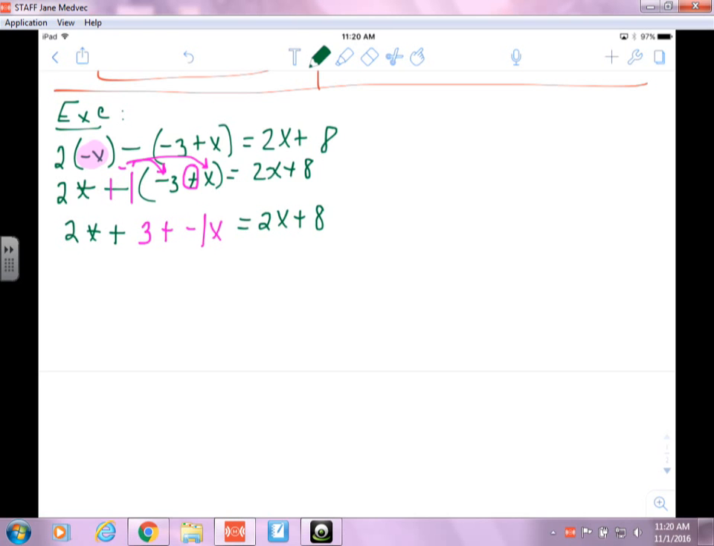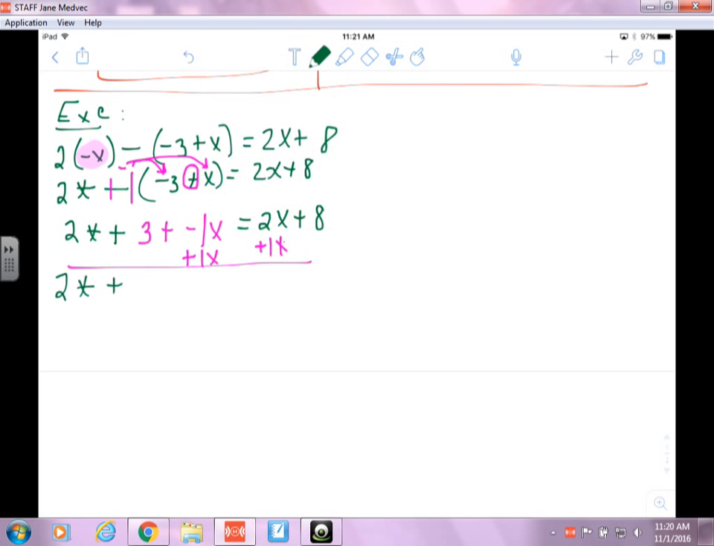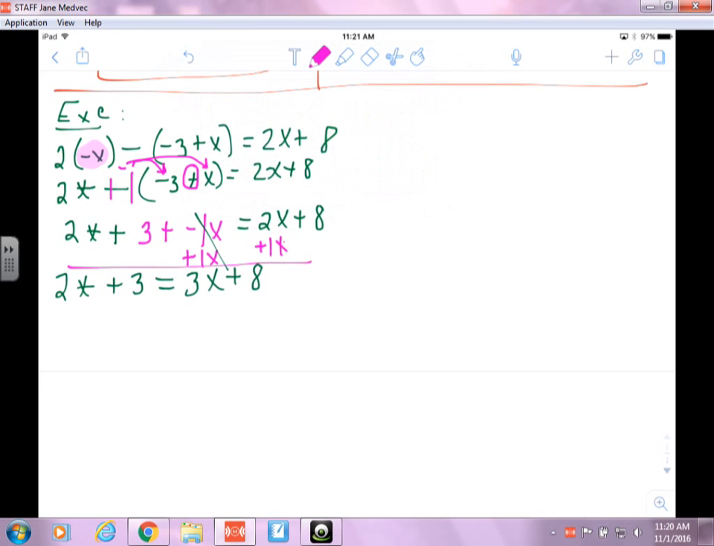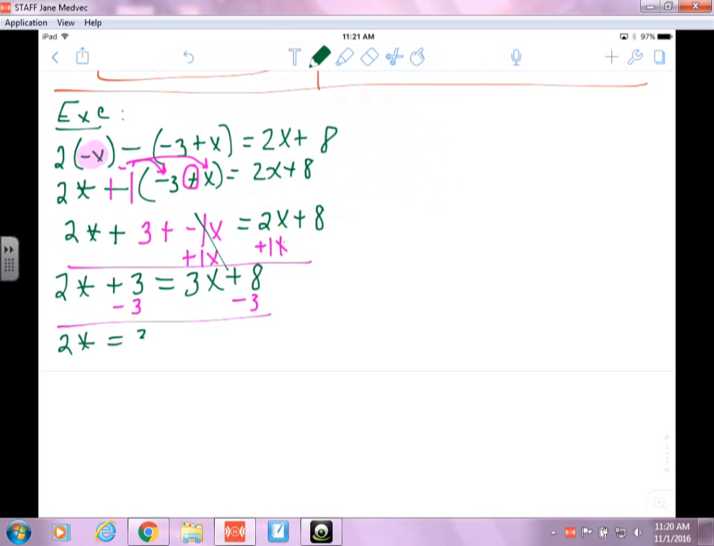Okay, now, what do you want to do here? I'm sorry? Add an x? Okay. Absolutely, you can add an x. So I'm going to add 1x, or just add an x. You don't have to put the 1 in front, but you can if you wish. Okay, so 2 star plus 3, these cancel, equals 3x plus 8. Okay, now what do you want to do? Minus 3. Excellent, yeah, subtract 3, great idea. So 2 star equals 3x plus what? 5. Because 8 is positive, 3 is negative, you subtract them, you get a positive 5.